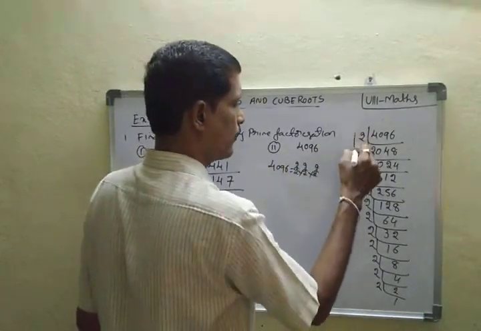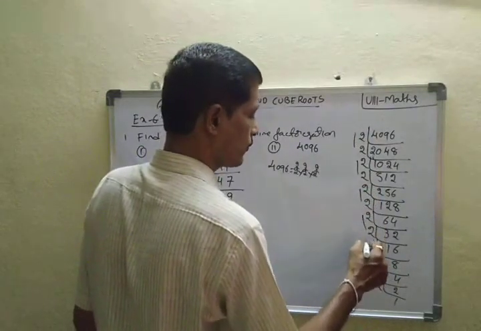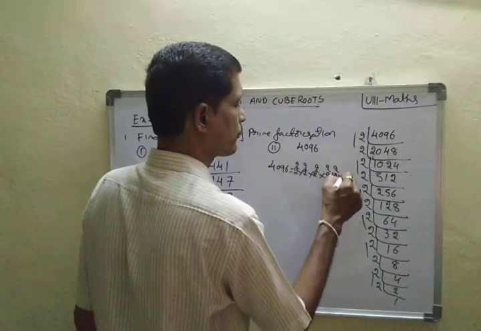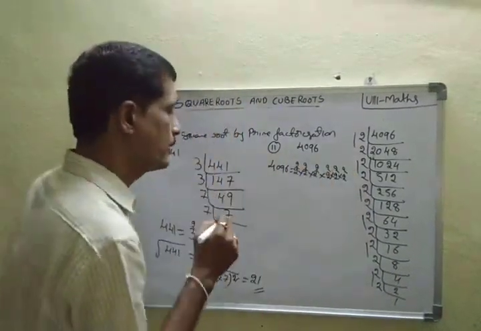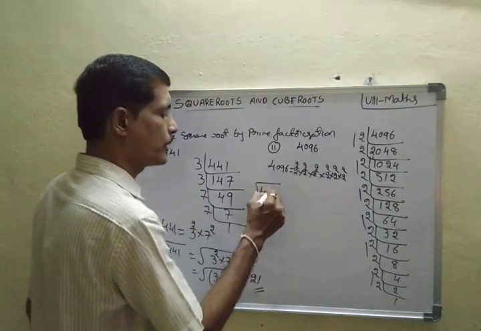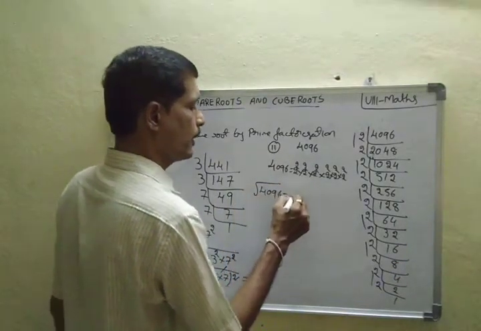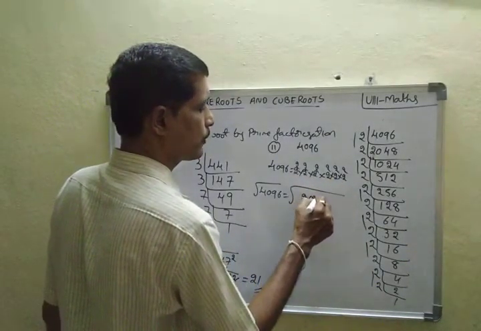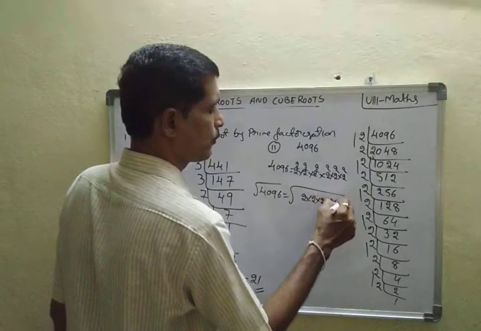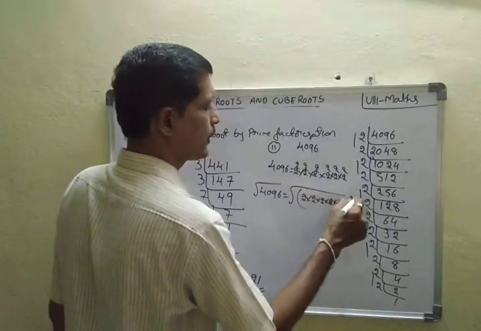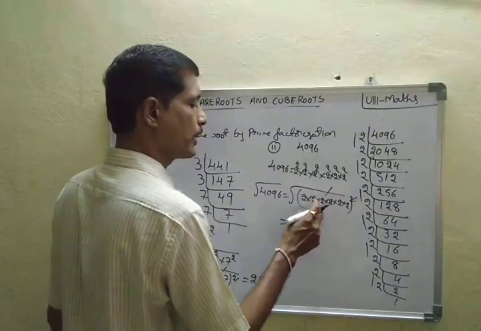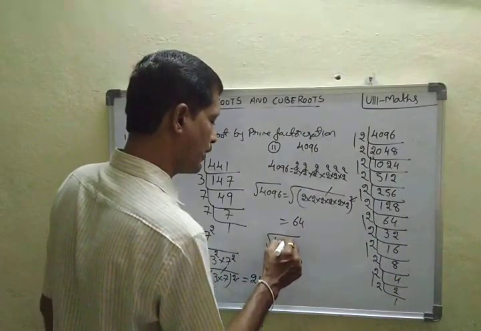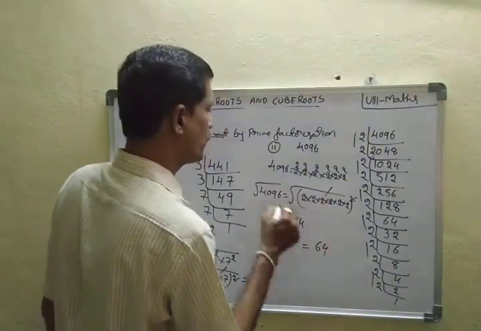Here there are 6 pairs: 2 square, 2 square and so on. Yes sir. Therefore the square root of 4096 equals 2 into 2 into 2 into 2 into 2 into 2 whole square. Here the square root gets cancelled. 2 twos are 4, 4 twos are 8, 8 eights are 64. Therefore the square root of 4096 equals 64.